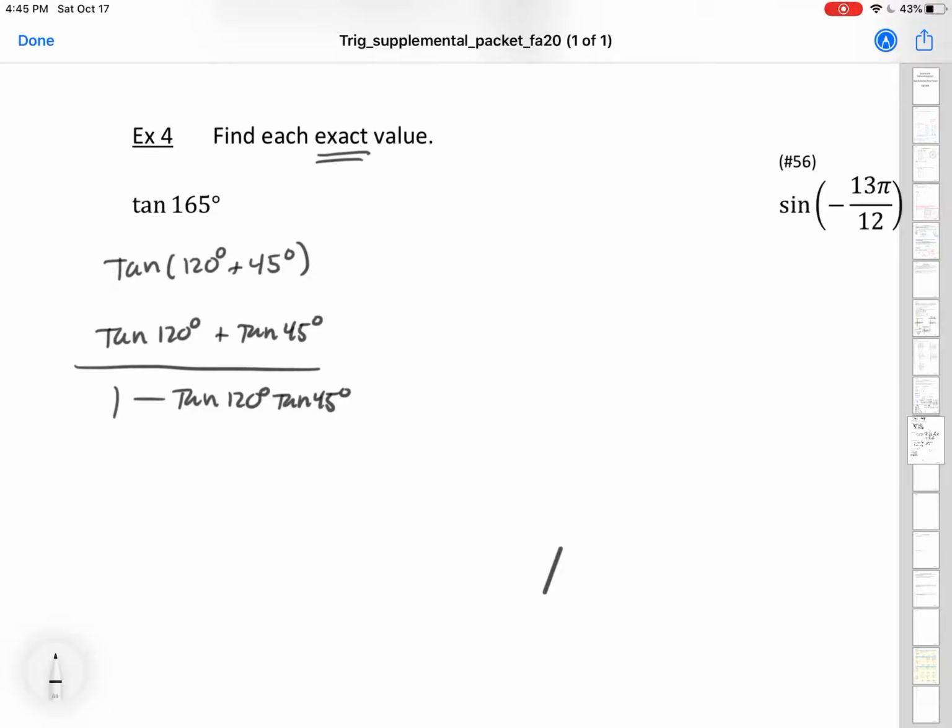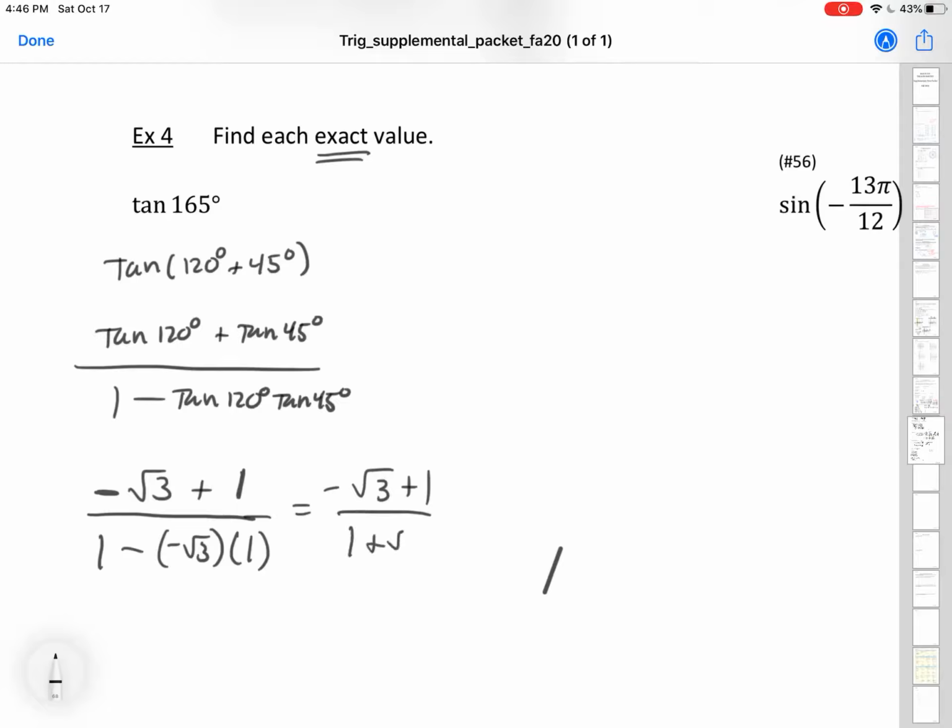So 120 degrees has a 60-degree reference angle in the second quadrant. So my tangent's going to be negative. And 60 degrees, as you remember, is root 3. Tangent of 45, that's the first quadrant, and 45 has a tangent of 1, all over 1 minus. Tangent of 120, we just already figured out, is negative root 3. And we figured out the tangent of 45 is 1. And so this happens a lot, where we have the negative root 3 plus 1, and on the bottom, 1 plus root 3.